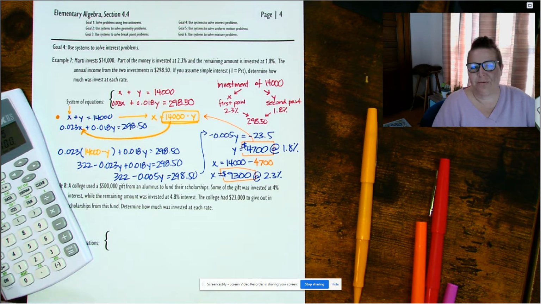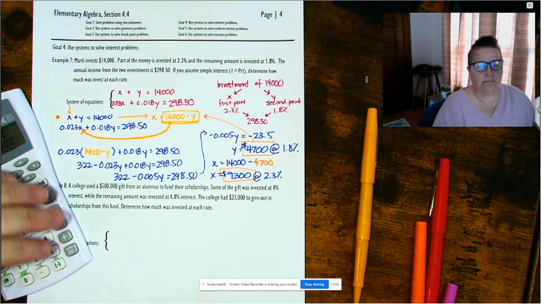Beautiful. I ran out of room a little bit. It's a little squishy, but it's okay.